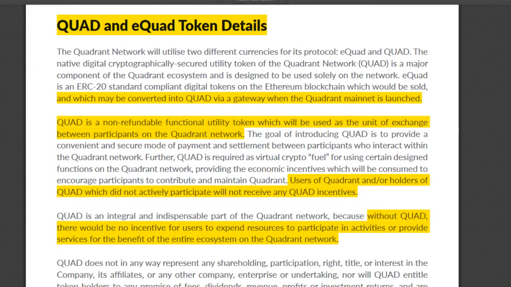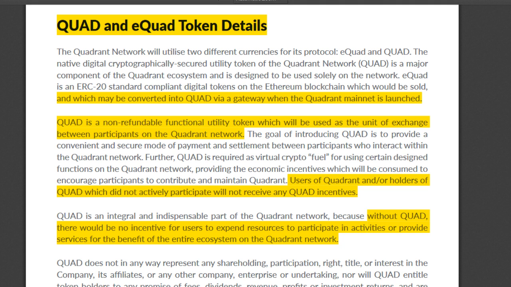So we're getting into token details here. It is the E-Quad. It's an ERC20 standard compliant digital token on the blockchain for Ethereum, which will be sold and then converted into Quad via Gateway when Quadrant's mainnet is launched, which is coming up soon. Please note that Quad is a non-refundable functional utility token that will be used as a unit of exchange between participants on the Quadrant network. So there is no value in holding Quad. There may be value in holding E-Quad, but if you're just sitting on Quad, it's like sitting on a pile of stamps that are not going to go up in value.